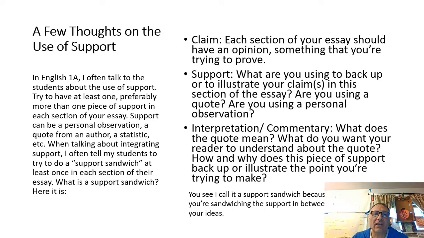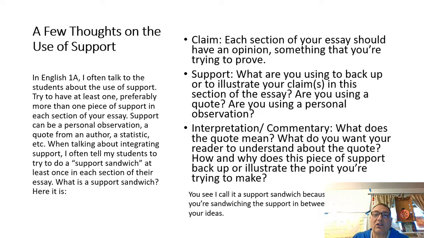So try to do this in every section of your essay. You want to have a claim. So first of all, what are you trying to prove, or what are you trying to argue? What is your point? What is your main idea in this particular section of your essay? And then you want to have at least one piece of support. In some of our essays in the beginning, we're only using personal experience and personal observations. As time goes on, we're going to use quotes from our reading assignments and also research. And we'll be talking about how to use different types of support.